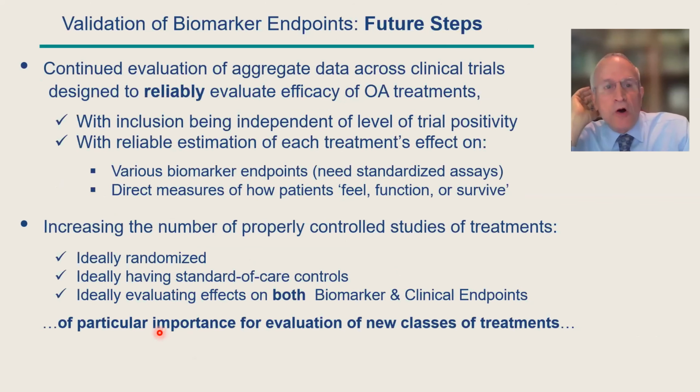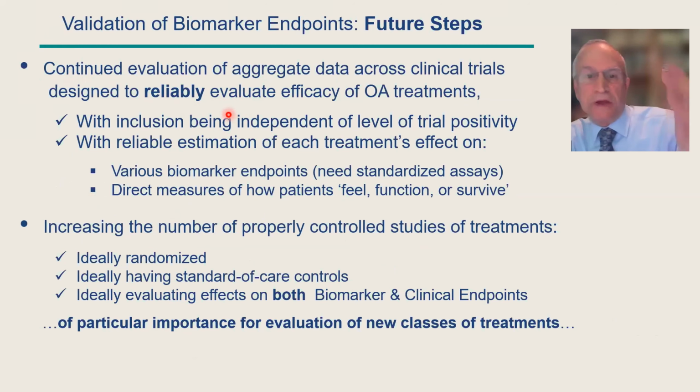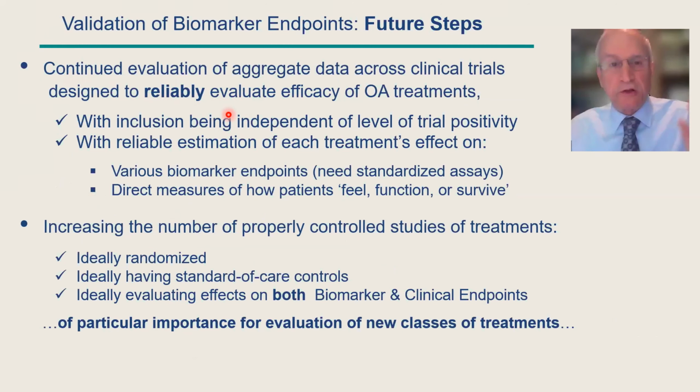So it's more challenging. It's even more challenging to justify replacement endpoints for new therapies, especially when these are in new classes. Finally, for the validation of biomarkers, what would be future steps? We need continued evaluation in aggregation of trials, meta-analysis of data across trials, where each of these trials should be reliably evaluating the efficacy of the therapies. Our meta-analysis should be independent of the level of trial positivity. It should be inclusive, where each trial should provide a reliable assessment of the intervention's effect on biomarker endpoints. So we need standardization of assays, and direct measures of how people feel, function, and survive.